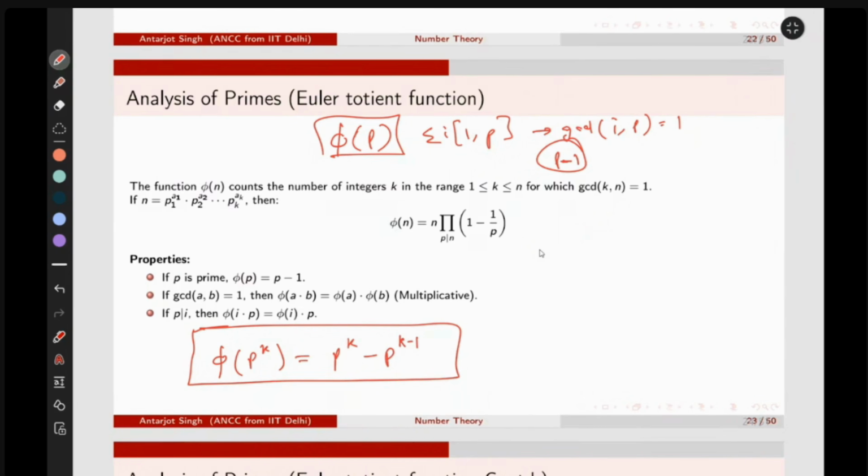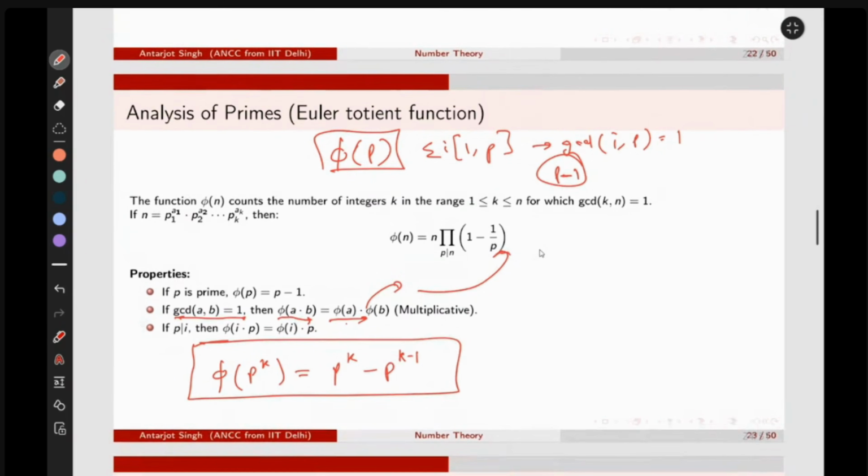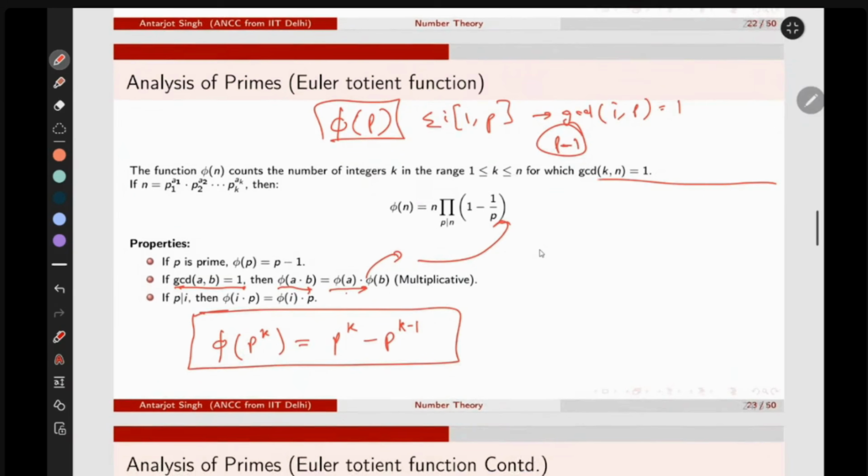So you know that if two numbers are co-prime, then phi of a times b is phi of a times phi of b. We are going to exploit this to derive the formula. So how are we going to do this? You are given n.